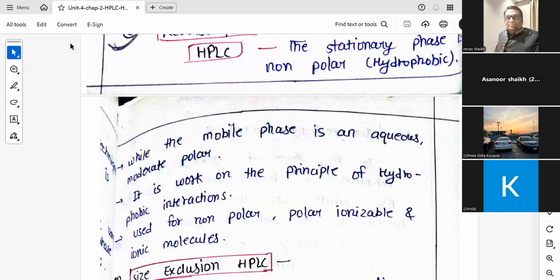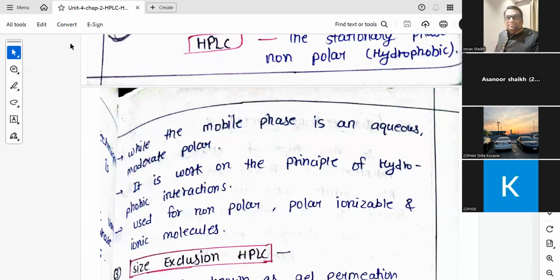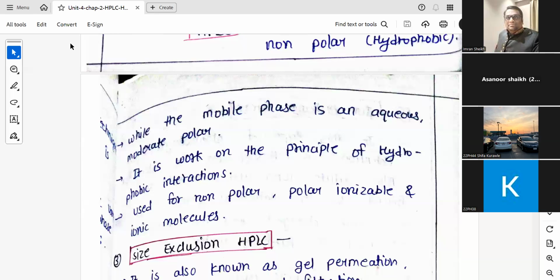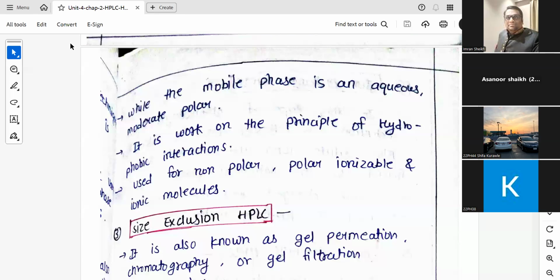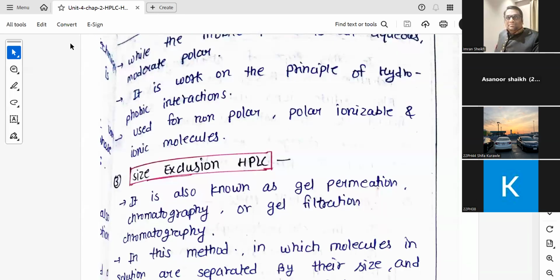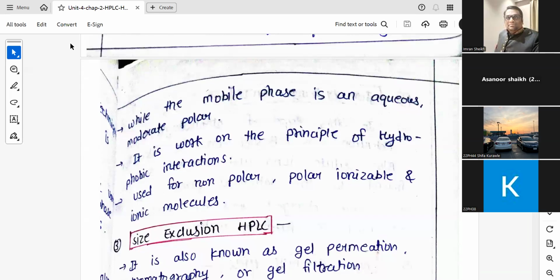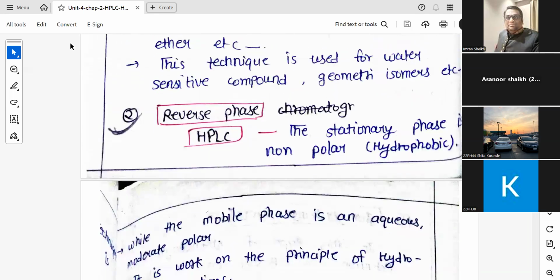Okay. So how does it work? It works on the principle of hydrophobic interaction. What does it use? It uses non-polar, polar ionizable and ionic molecules. Okay. So this is the reverse phase chromatography.